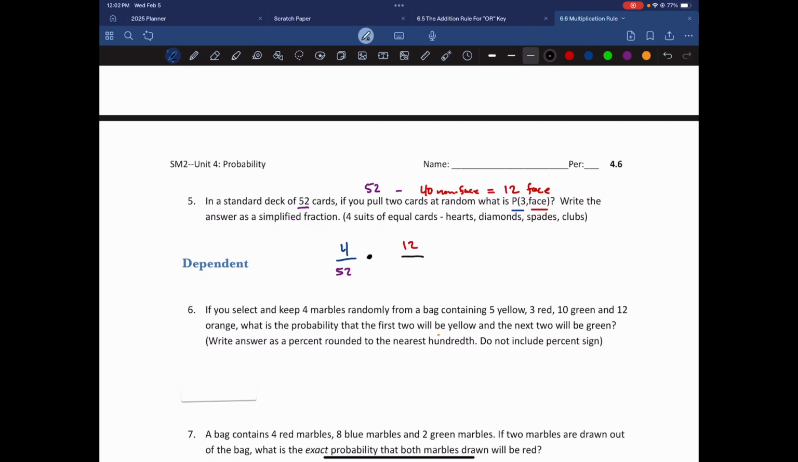Now, thinking about my denominator, I've already taken 1 card out of my deck of cards, and I did not put it back into the deck. So instead of 52 cards, I've got 51 cards. I have to count down because I already took a card out. If you multiply those together, you get 4 over 221 as your probability.